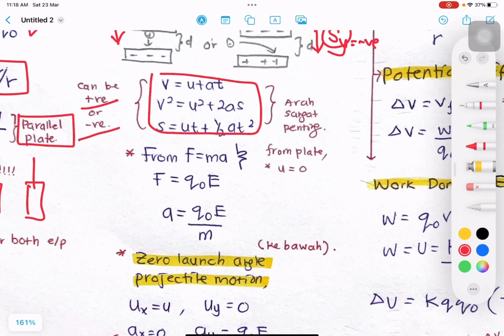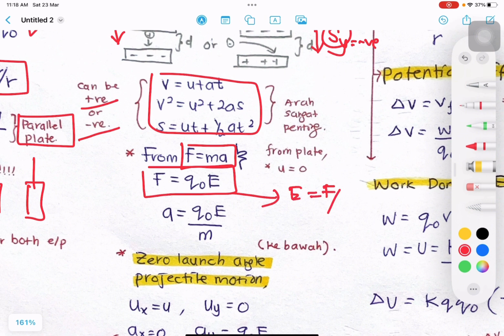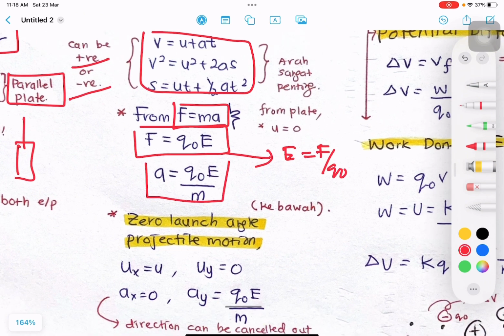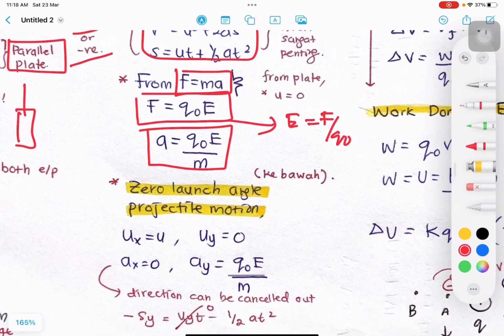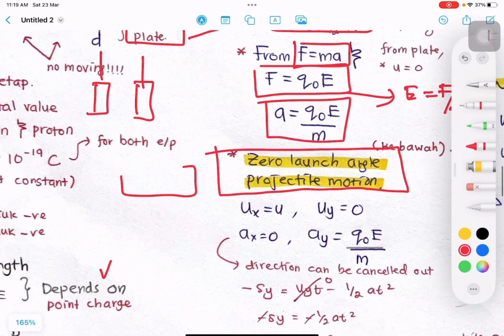We can derive this particular formula from F equals to ME and F equals to Q naught E. Where does this come from? E equals to F over Q naught, so we derive F equals to Q naught E. So we can derive A equals to Q naught E over M. For this particular subtopic, we have zero launch angle projectile motion. We have this parallel plate, and then it's going to move in between these 2 parallel plates.